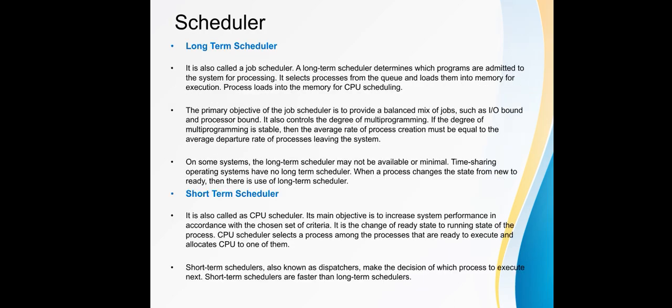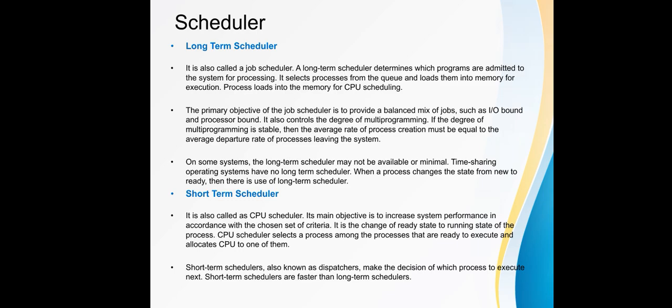The first is the long term scheduler. The long term scheduler is also called a job scheduler. It determines which programs are admitted to the system for processing. It selects the process from the queue and loads them into the memory for execution. It means long term schedulers are the schedulers which start from the job to the successful termination of the process. So these schedulers are called long term schedulers.